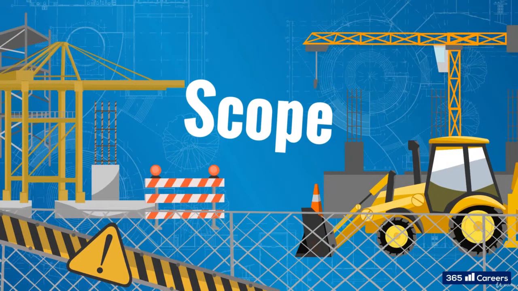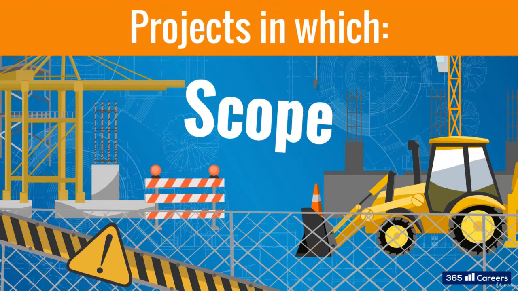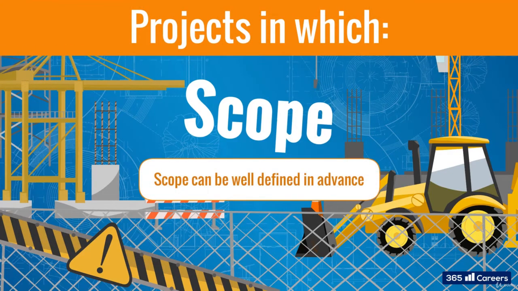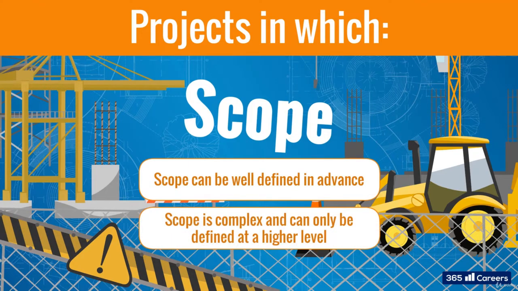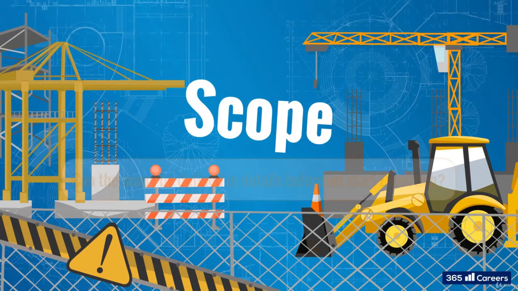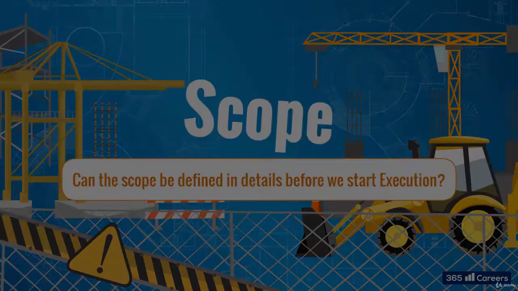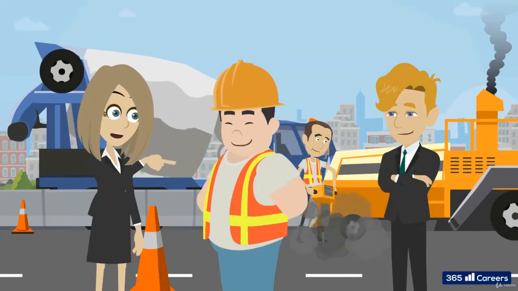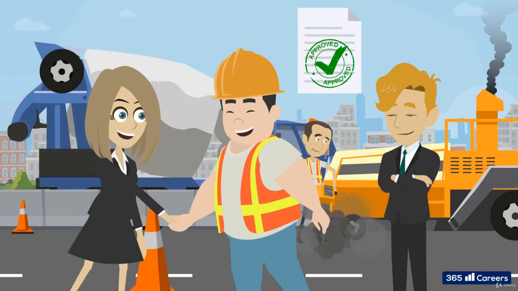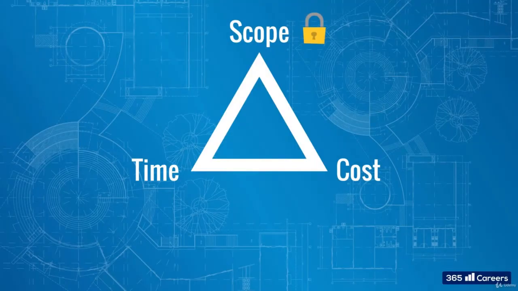Next point is scope. What is it like? Projects in which scope can be well defined in advance. Projects in which scope is complex and can only be defined at a higher level. Can the scope be defined in detail before we start execution? In the cases when the sponsor, client, and other relevant stakeholders can define the detailed requirements at the beginning, waterfall methodologies would provide a more efficient framework. It will lock the scope and optimize the time and resources needed to realize the defined scope.